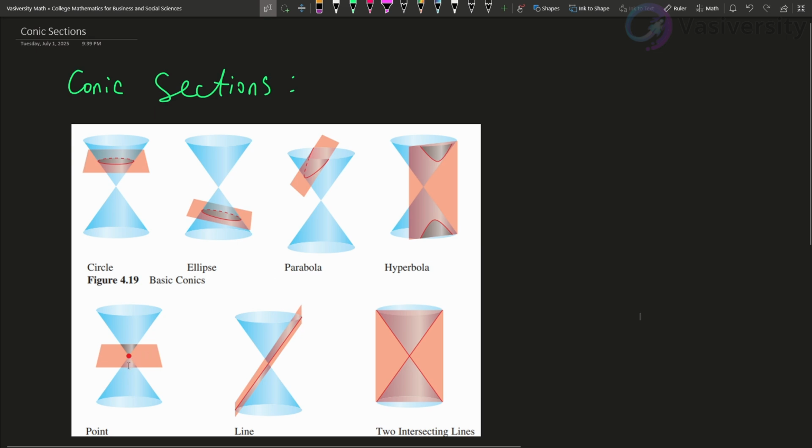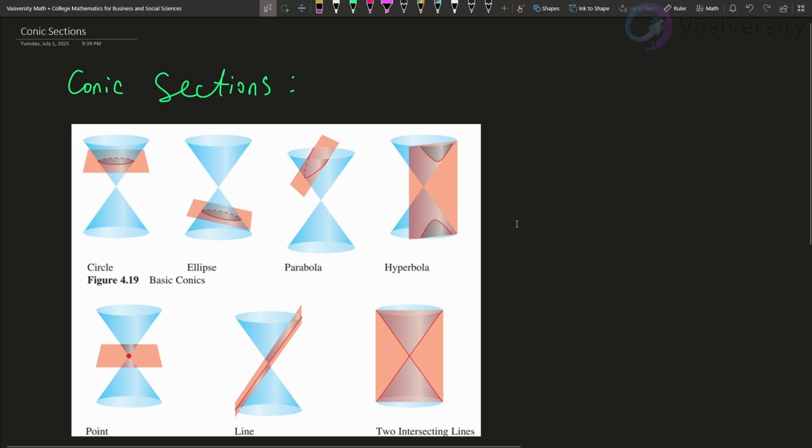The point, we all know what the point is, right? There is a point on the plane. There is a line, right? We have a line all around the cones. And then here we have the two intersecting lines, which are laying right in the middle of the cones, right in the middle at the center, right here, at this point.